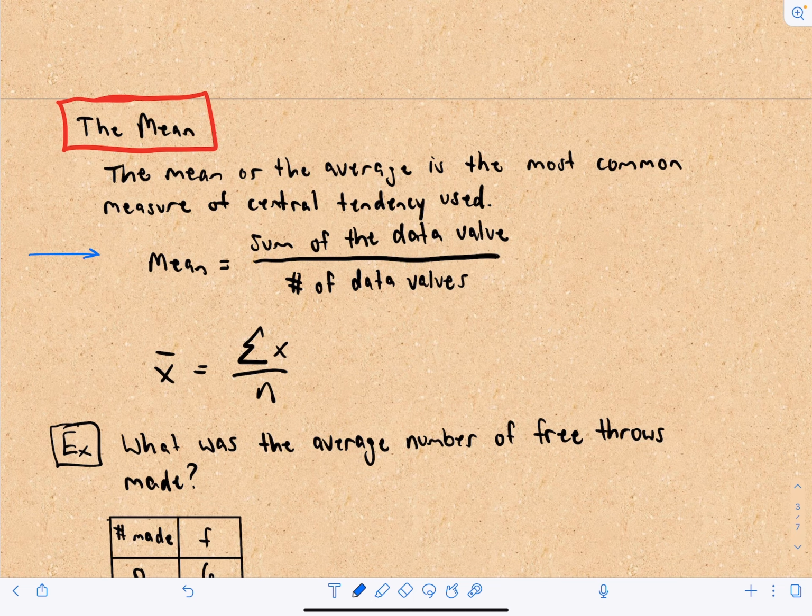So the mean is just the sum of the data values divided by the number of data values. This little x bar is a shorthand, so you just read this as x bar. And the numerator just says, hey, sum up the x values, just sum all the data points.